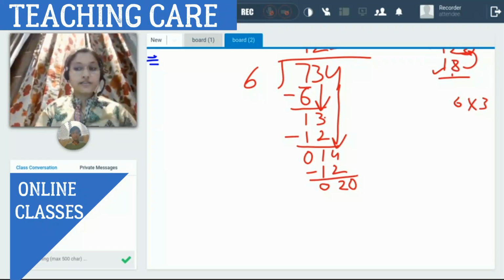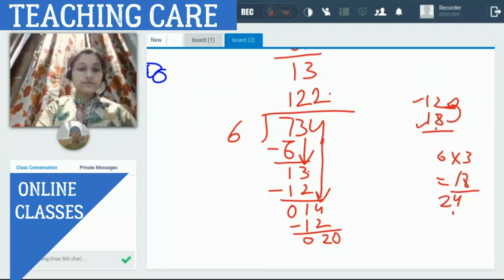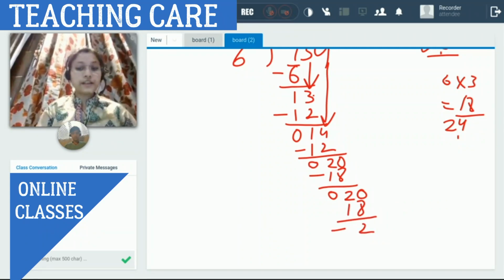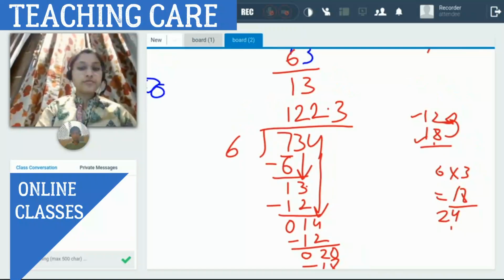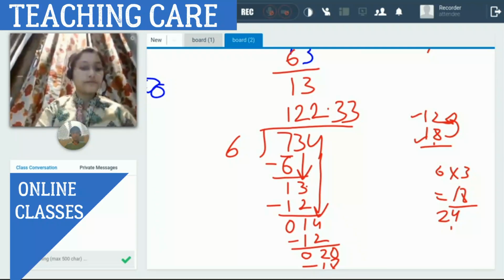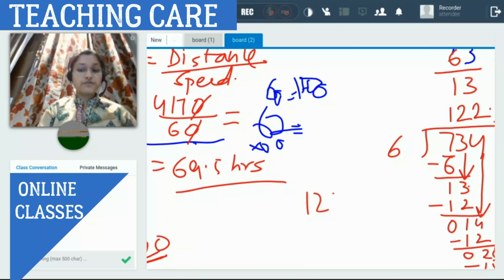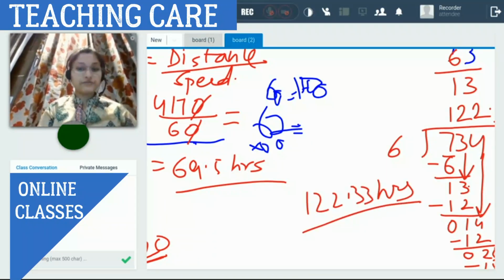Now 6 into 3 was 18. 6 into 4, 24. 24 is greater than 20. So we'll go for 18. So here I will write 3. 6 into 3, 18, 20 minus 18, 2. Again I can add 0. Again 3. So this will keep on repeating. So I can take my answer up to 2 decimal places only. 122.33. So my answer is 122.33 hours.